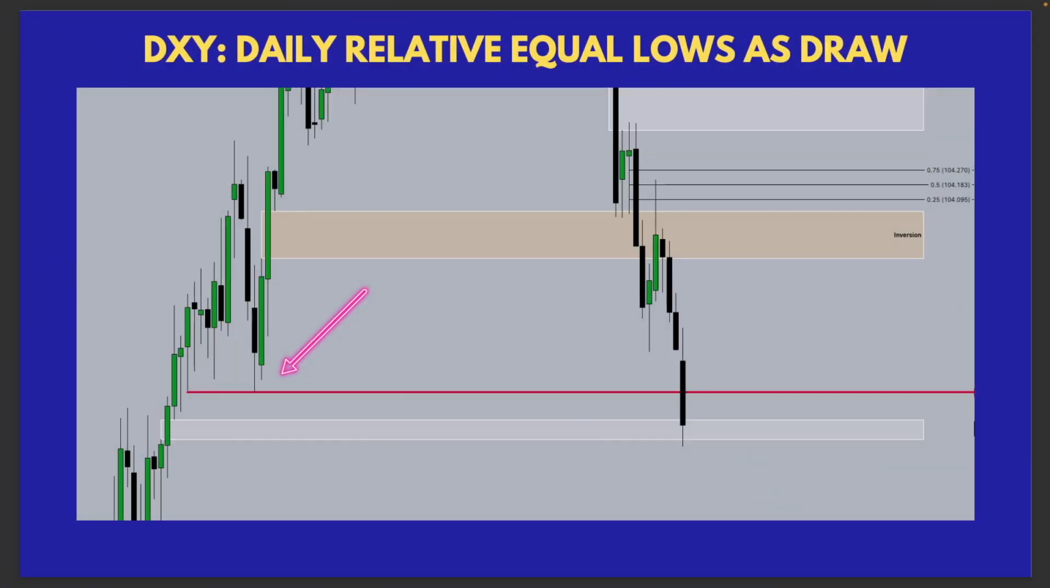So we're going to start off with the daily chart, and you can see we have these relative equal lows with this untouched fair value gap below it. You can also see that today we did in fact deliver to those, but we have been watching these targets in Discord for some time now.